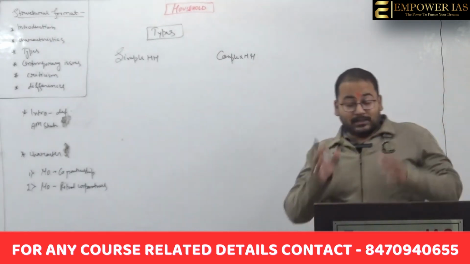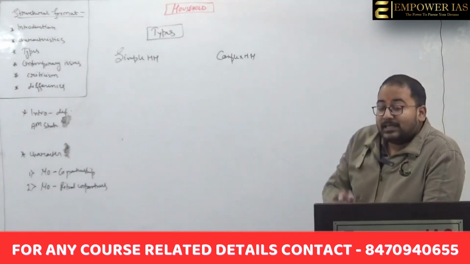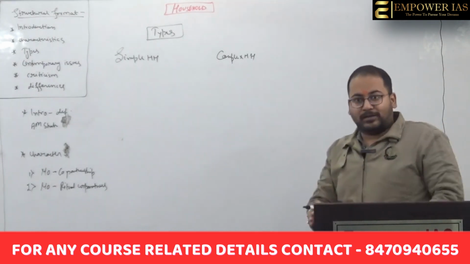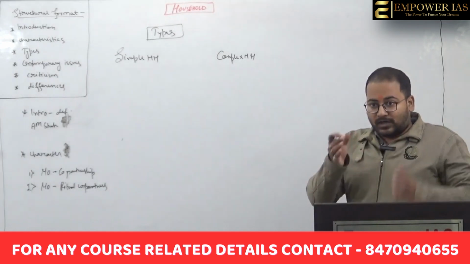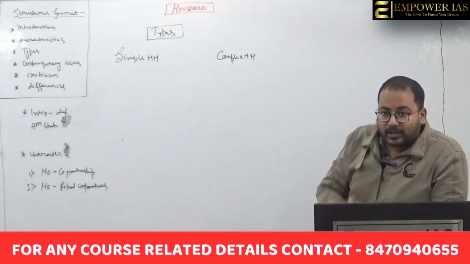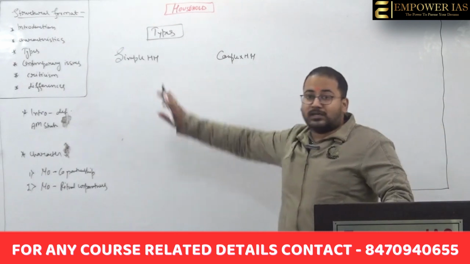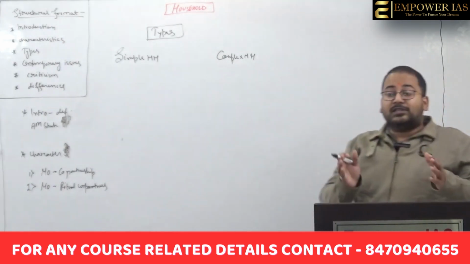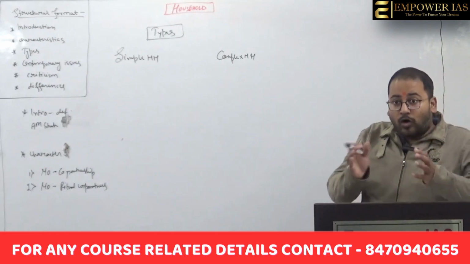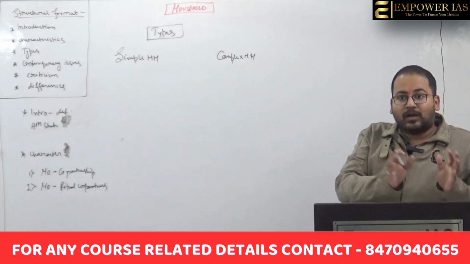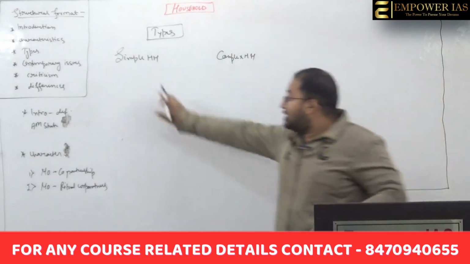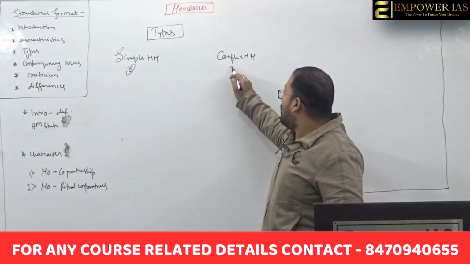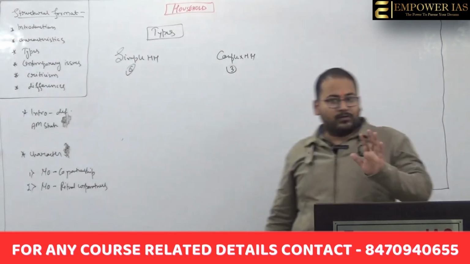And in the complex household, he said that it consists of two or more parental families or a part of the parental families. Whatever I am saying here, just note it down. So what is a simple household? It consists of a family or a part of the family. And the complex household consists of two or more parental families or a part of parental families. He said that there are six types of simple household, and in complex household there are three types.